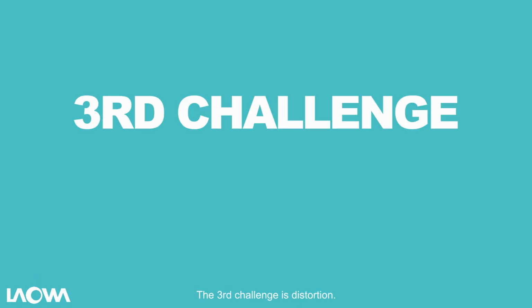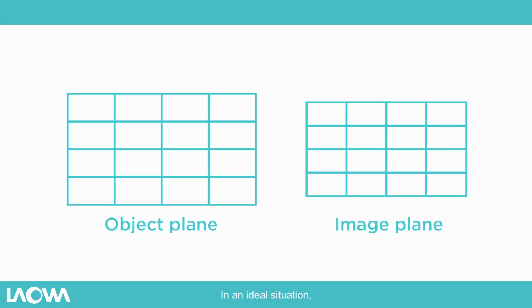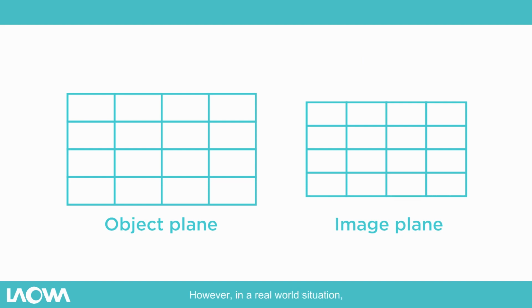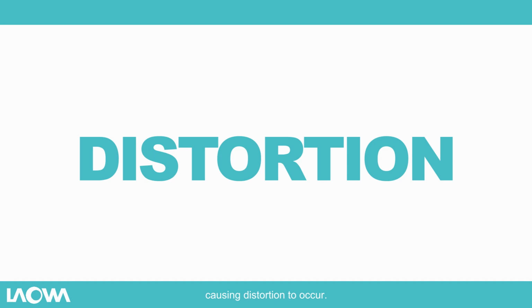The third challenge is distortion. In an ideal situation, every single spot on an image plane should have the same magnification as the object plane, meaning there's no distortion between the object and its image. However, in a real-world situation, magnification would hardly be the same on every spot on an image plane, causing distortion to occur. There are two types of distortion.